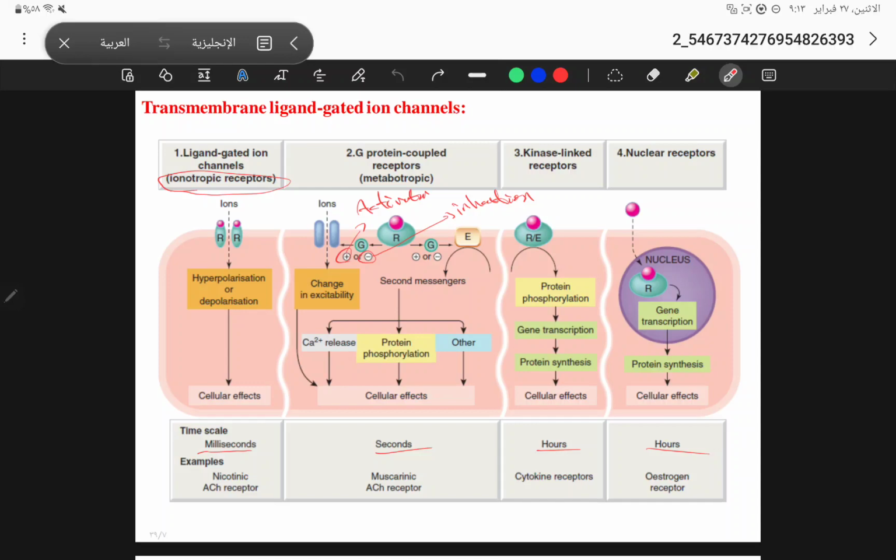For the kinase linked receptors, of course, we said that we have an enzyme here, and this enzyme is auto-activated or auto-phosphorylated to get phosphorylation or gene transcription or protein synthesis, and we will get the effect. And the intracellular one is involved in gene transcription and then protein synthesis.